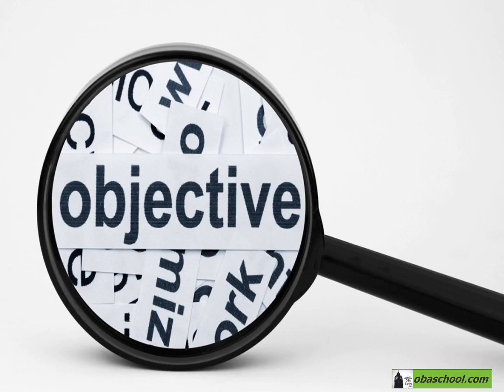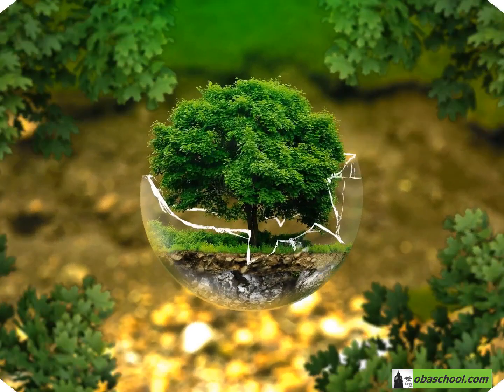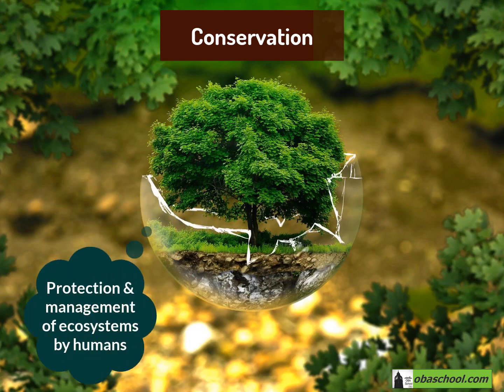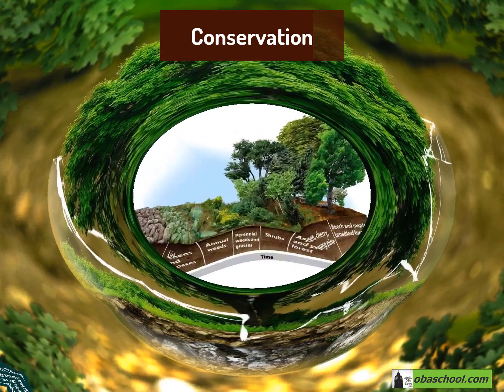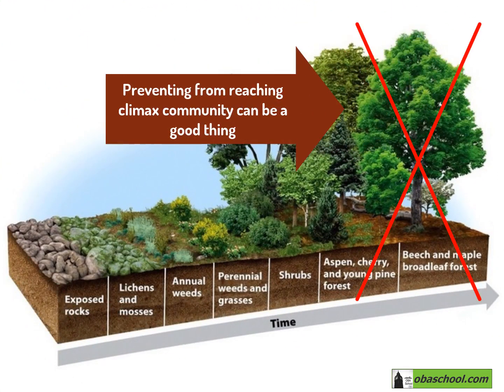In this tutorial, we are going to explain how managing succession can help to conserve habitats. We agreed that conservation involves the protection and management of ecosystems. And in conservation terms, preventing an area from reaching its climax community can sometimes be a good thing.